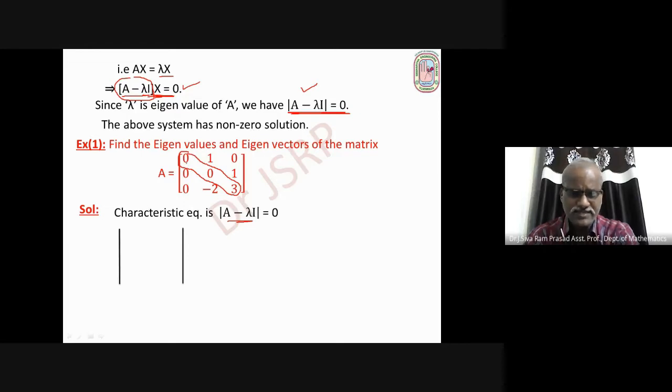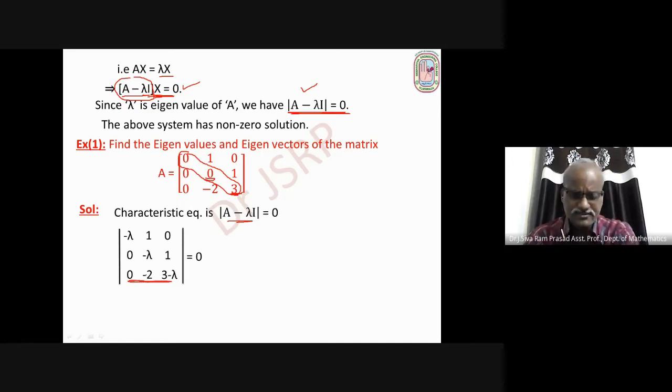So 0 minus lambda, 1, 0; 0. Next here, subtract lambda: 0 minus lambda. Next 1; 0, minus 2 same. Next, another principal diagonal element 3, subtract lambda from here. So 3 minus lambda, equal 0. Okay. So this is A minus lambda I. Now find the determinant of this matrix.